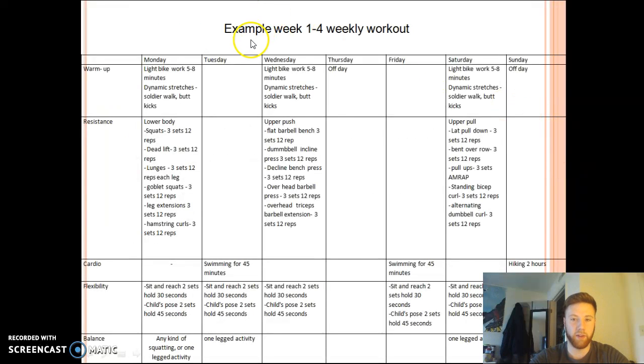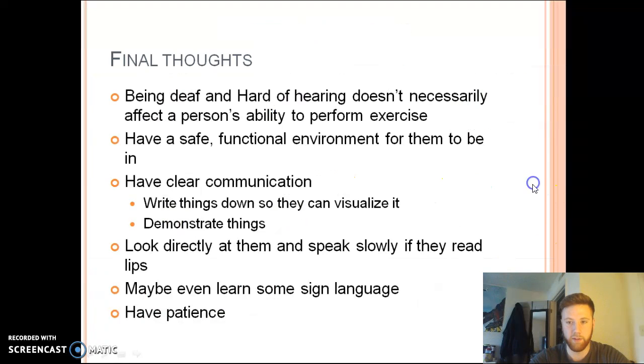So here I have a weekly example of a workout for him. This would be an early week 1 thing. I have him lifting 3 days a week and doing cardio 2 days a week. Actually 3, because he has hiking, and that's more like a leisure activity on his off day.